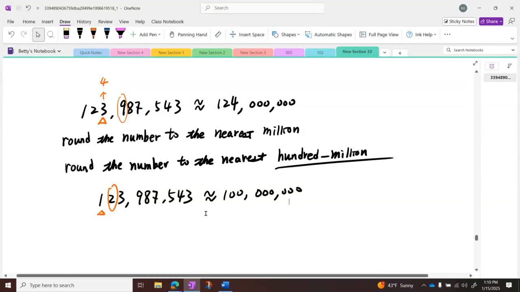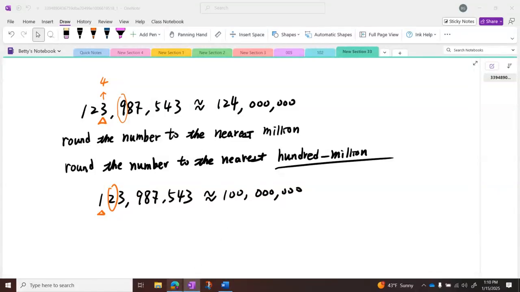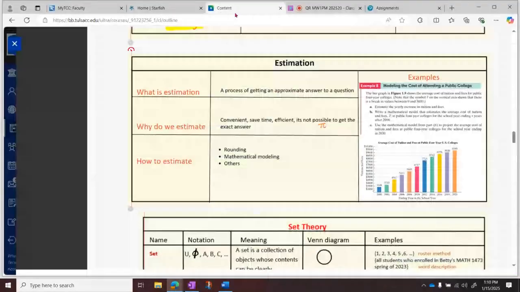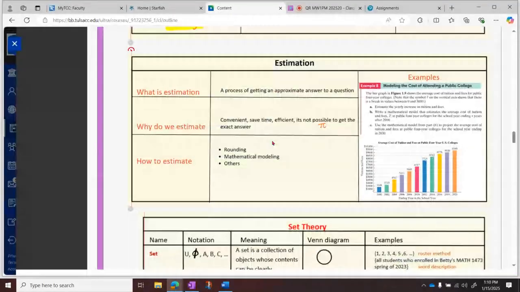Sometimes we need an estimate just to make the number more convenient to refer to, right? For the convenience. Some other times, we need an estimate. We have to estimate because the exact number is not possible to have. Another reason for estimation is sometimes it is not possible to get the exact answer.